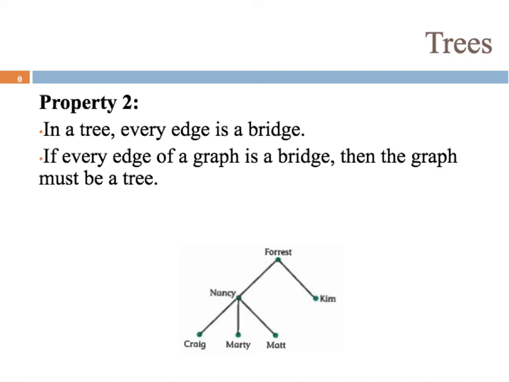In the Euler chapter or the Hamilton chapter, we talked in detail about what a bridge was. Remember, a bridge is a piece that if you take it away, the graph becomes disconnected. So for example, if we were to take away this edge from Nancy, Forrest to Nancy, then that would disconnect the graph. So bridges are what we want when it comes to trees.